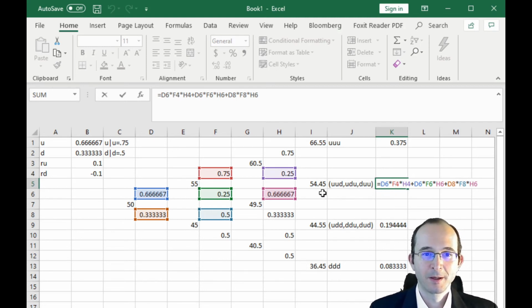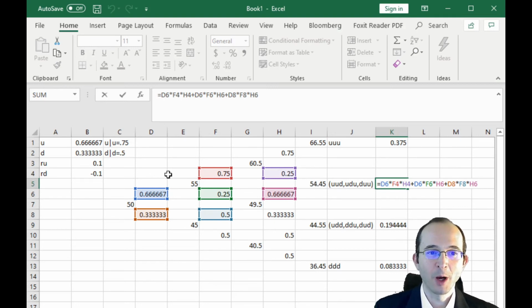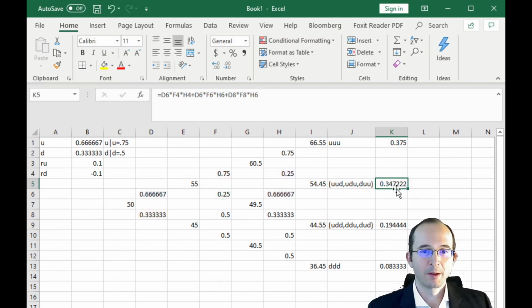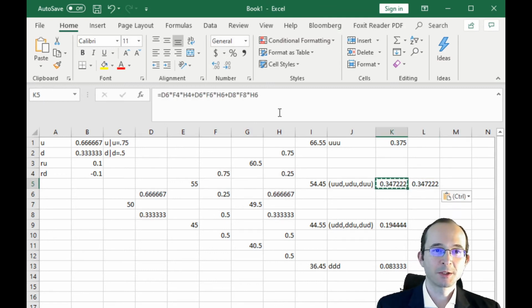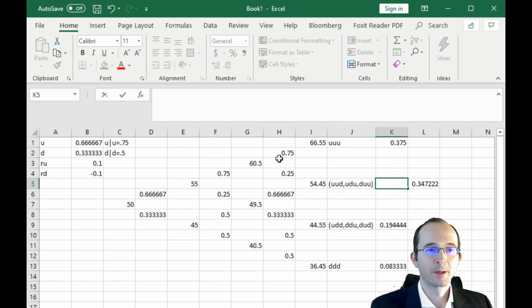Remember, there's 3 ways for us to get to the 54.45 payoff. We can go up, up, down, up, down, up, or down, up, up. If in the past, or if we currently think the probability of that is 34%, let's just confirm that by taking into account this momentum conditionality.